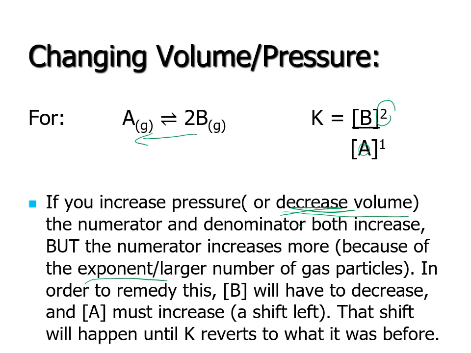There's a greater number of gas particles. That's what it's related to, the coefficient there. In order to remedy this, the concentration of B will have to decrease and A must increase. So that's our shift to the left: make more A, bring B down. That shift will happen until you reestablish the original K value.